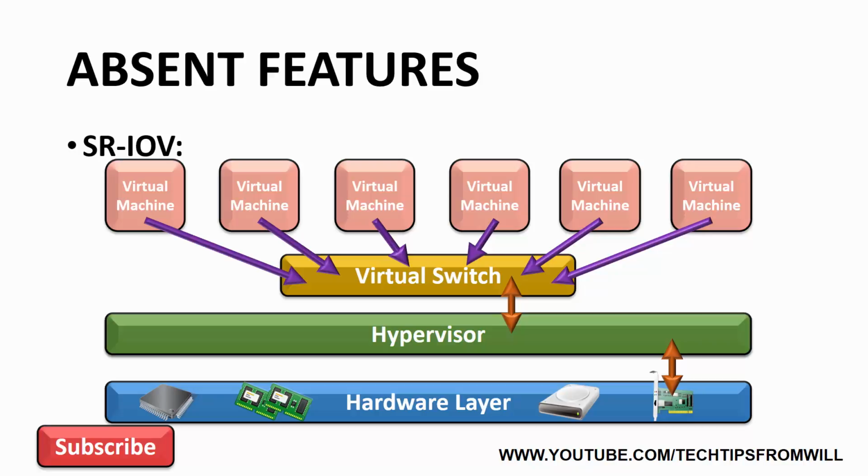This is where SR-IOV comes in. When network traffic arrives at the physical network adapter, the traffic essentially bypasses the hypervisor and is passed directly to the virtual switch and then onto the virtual machine. In other words, the hypervisor is no longer required to route the network traffic to the virtual switch and then onto the relevant virtual machine. This reduces the amount of CPU cycles required.